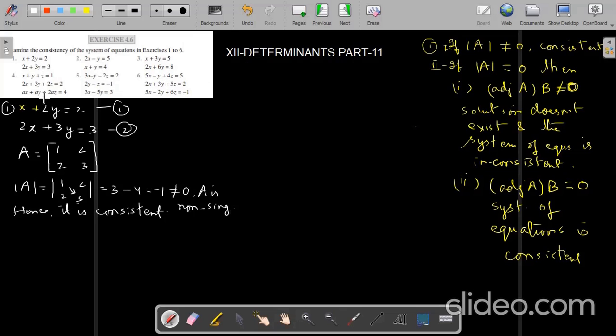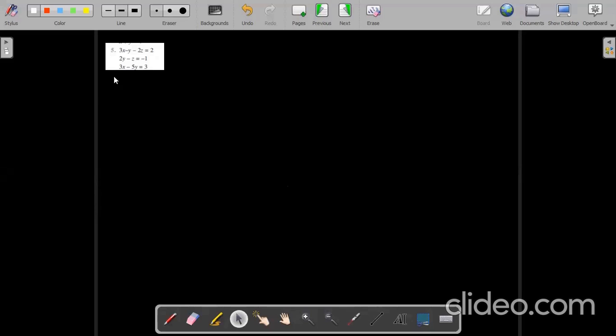Like this, we have to do. I am not taking a 2 by 2 matrix; I will take directly 3 by 3. If you see, we have questions number 4, 5, and 6, where we have 3 by 3 matrices. In question number 4, you will have a non-singular matrix, so it is a consistent system of equations. But in this one, I will take all the steps.